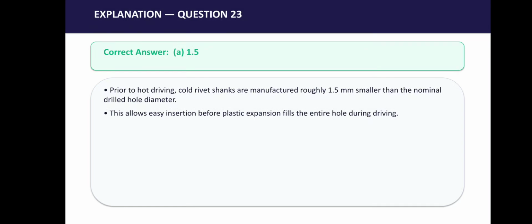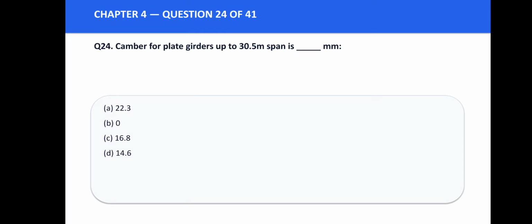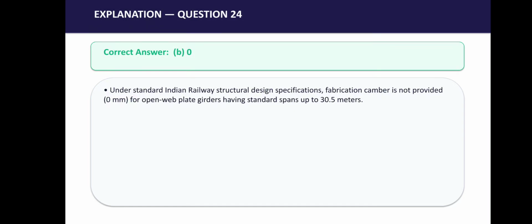Question 24. Camber for plate girders up to 30.5 meters span is how many millimeters? Option A, 22.3. Option B, 0. Option C, 16.8. Option D, 14.6. The correct answer is option B, 0 millimeters. Explanation. Under Standard Indian Railway Structural Design Standards, fabrication camber is not provided, meaning 0 millimeters, for open web plate girders having standard spans up to 30.5 meters.